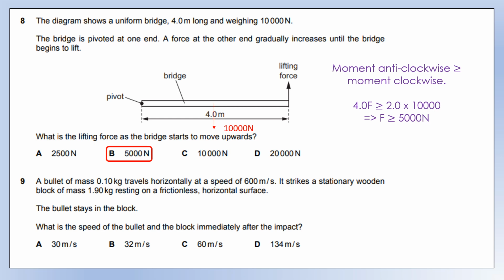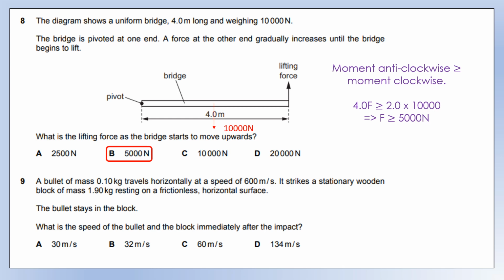Okay, so a bullet of mass 0.1 kilograms travels horizontally at a speed of 600 meters per second. It strikes a stationary wooden block of mass 1.9 kilograms resting on a frictionless horizontal surface. The bullet stays in the block. What is the speed of the bullet in the block immediately after the impact?